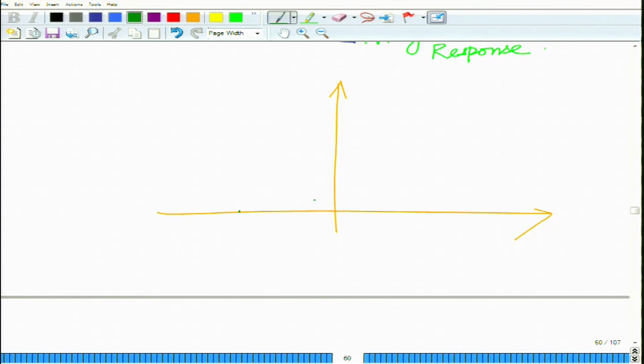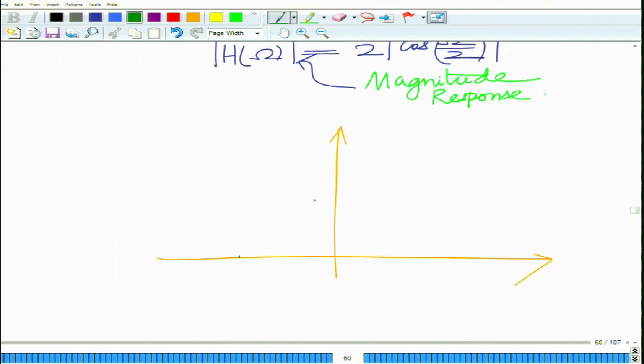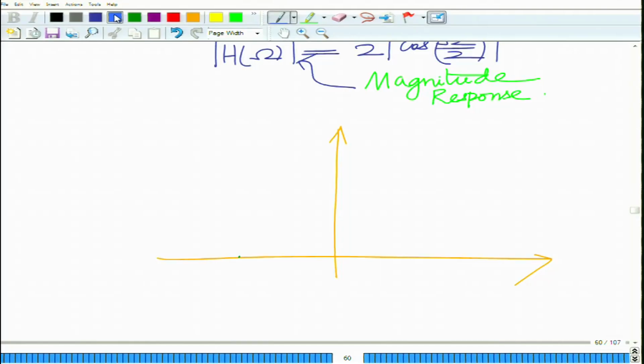So, this is 2 magnitude cosine omega by 2. At omega equals 0, this is twice cosine 0, which is 2, alright, and when omega equals pi at the ends, it will be 2 magnitude cosine pi by 2, and cosine pi by 2 is 0. So, at pi and minus pi as well, it will be 0, and if you look at the frequency response, it will be something like this.